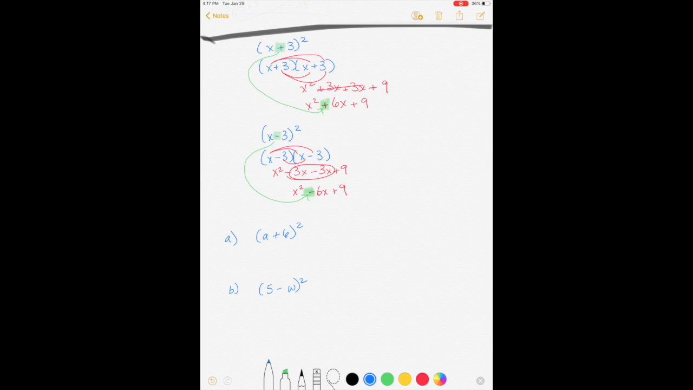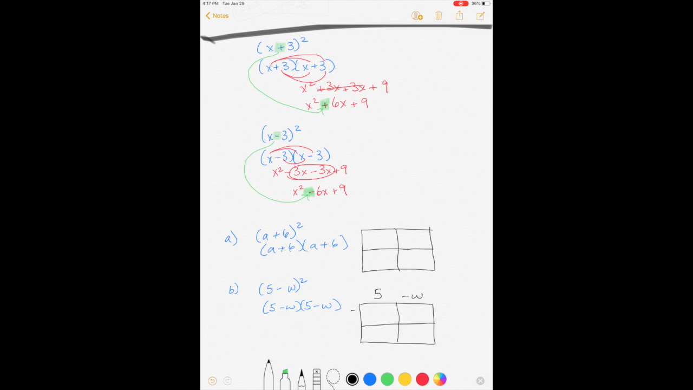I'm going to go ahead and get started. If you haven't done it, please go back, pause the video, and try it yourself. We have 2a plus 6, and then we have 5 minus w, each squared. We're going to multiply these binomials together. You may use the table method or the FOIL. I'm going to use the table method for both, since I've already shown you how to do the FOIL. FOIL is my preferred method, and I don't really use the table method a lot, but it's important for you to know how to do it with both methods.